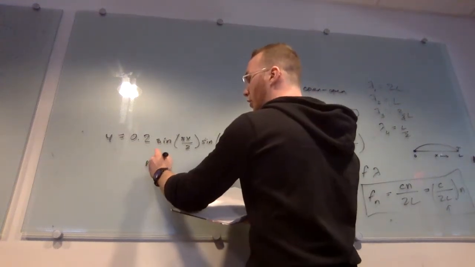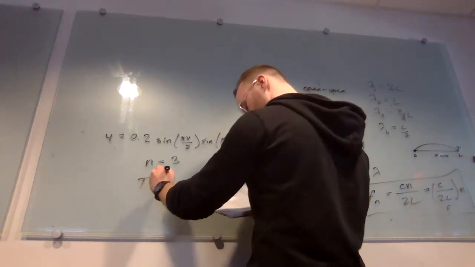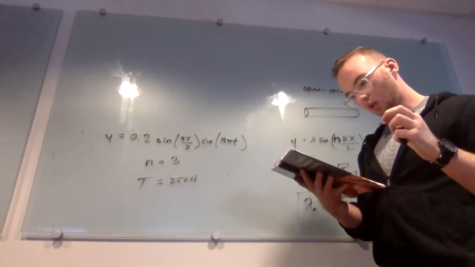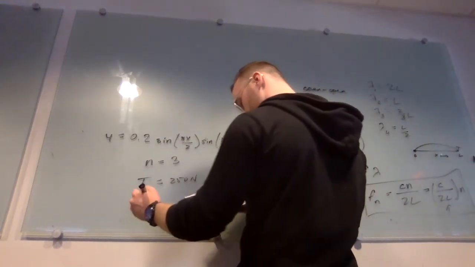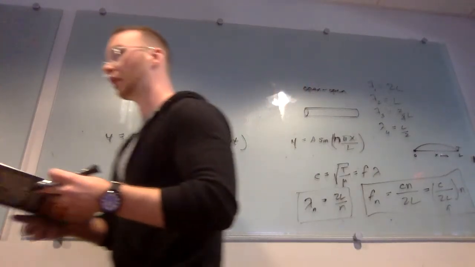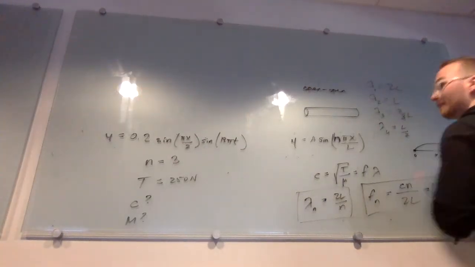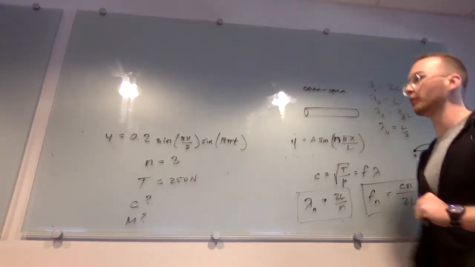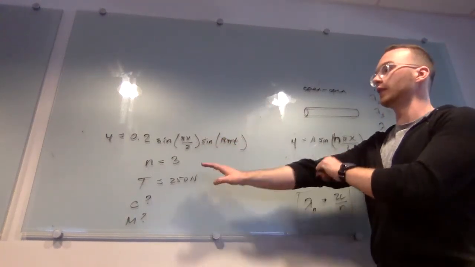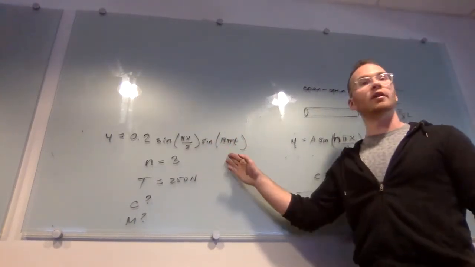This is the third harmonic, so you know it's n equals 3, of a standing wave where T is 250 newtons. What is the speed of the wave on the rope? And what is the mass m? Okay, so this has the form of a wave that we don't see very often. If you want to see why, you could write a standing wave just like this.